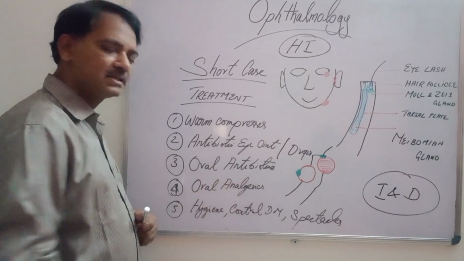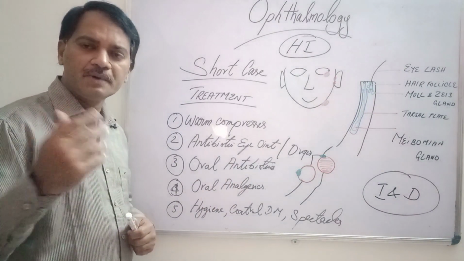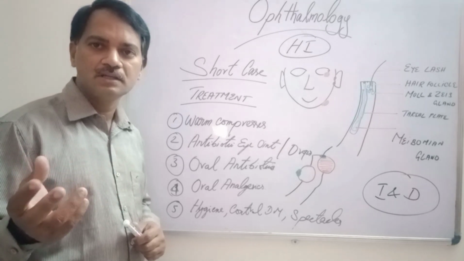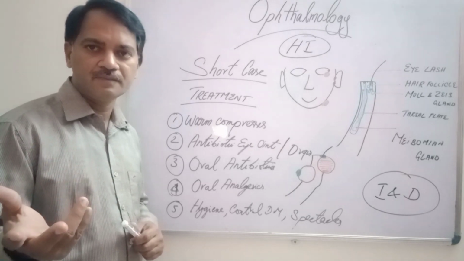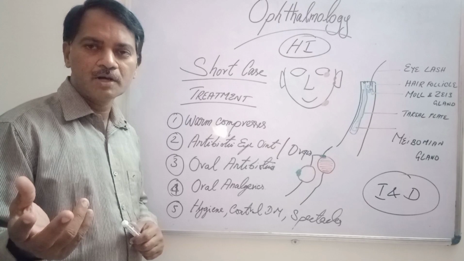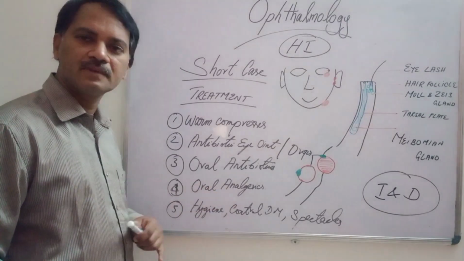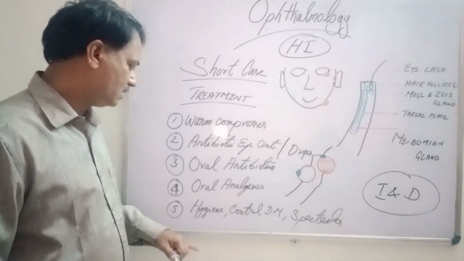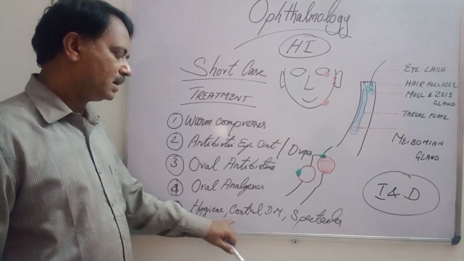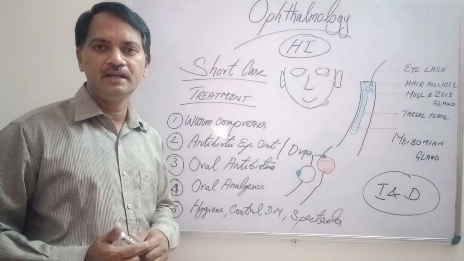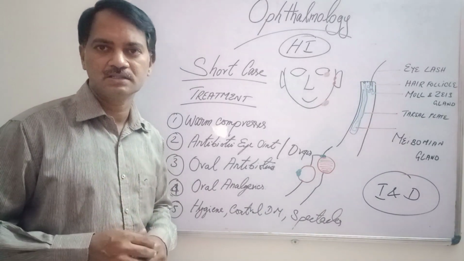Oral antibiotics. What common oral antibiotics can we give? The best antibiotic is oral amoxicillin. You can give oral amoxicillin thrice a day. Oral analgesics you can give for the patient. Strict hygiene, control diabetes mellitus, give spectacles, or treat any immunodeficiency diseases.